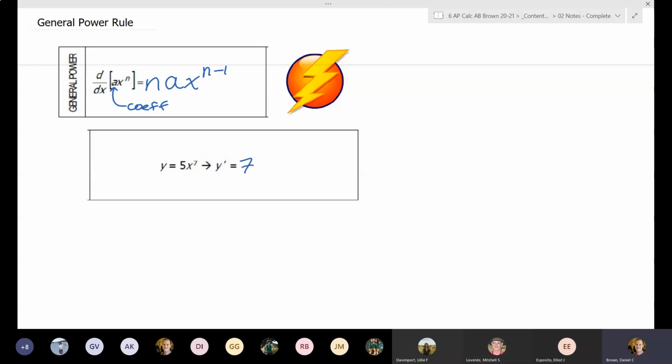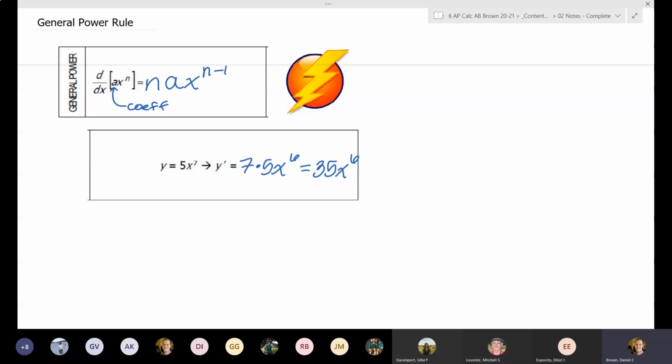that 7 is going to come down in front. The 5 is a coefficient, so it came across. The new exponent, 7 minus 1 is 6. And of course, I can simplify that answer to give me 35x to the 6. So you can kind of see how all these derivative rules are going to eventually overlap, which is why we want to make sure we have enough practice to be able to find the derivative.